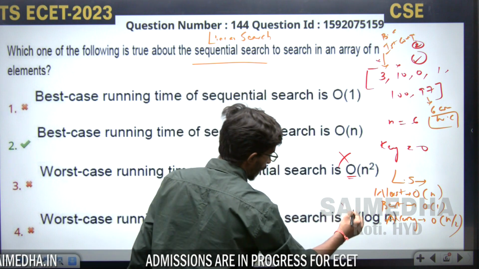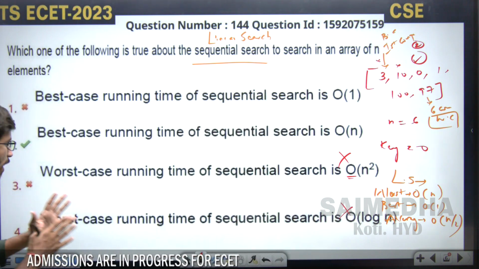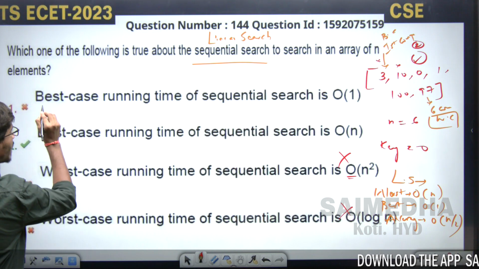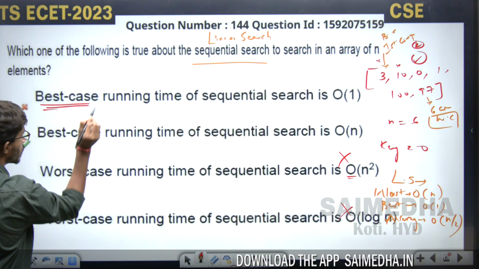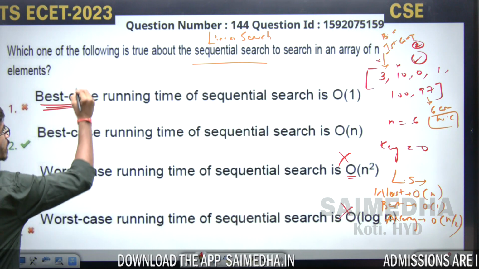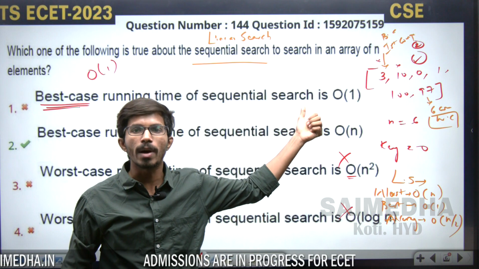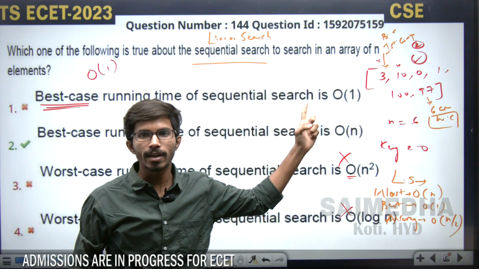That's also not the right answer. So we have a confusion between 1 and 2. If you quickly see the two options, they are seeing the best case. Best case complexity will always be big O of 1, right? Just now I explained, if you want to search for the element 3, how many comparisons are required in the for loop? Only one comparison.